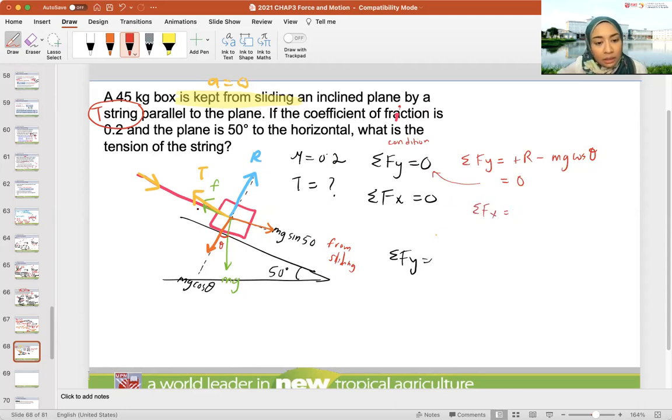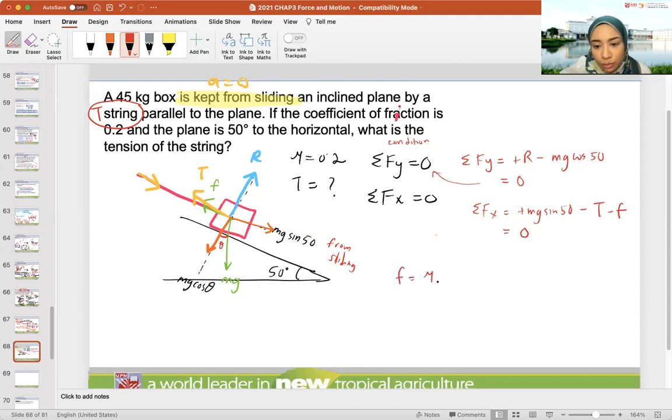We already know that. So what is in our x-axis ataupun our parallel axis? We have positive mg sin 50. We have minus T and then minus F. This will be equal to 0. And then we need to solve for friction.